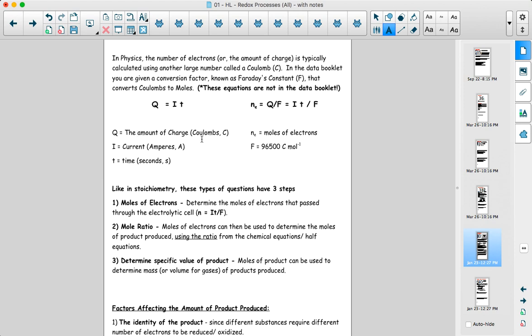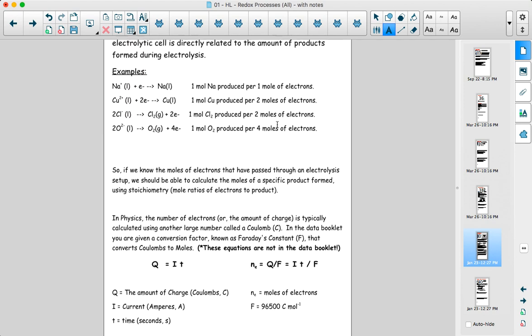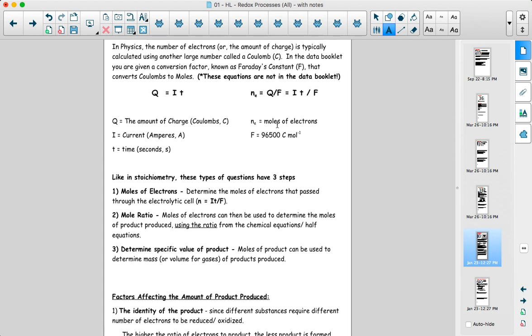We don't use coulombs really in chemistry, so to convert coulombs to moles, we need to use what's called Faraday's constant. This constant is in the data booklet, and it tells you the number of coulombs per mole. So if we want to know the moles of electrons that have traveled through our circuit, we need to take the current times the time, and then divide it by Faraday's constant, which will convert it from a value in coulombs to a value in moles. And once we have the moles, then we can apply the mole ratio and solve the rest of the problem.